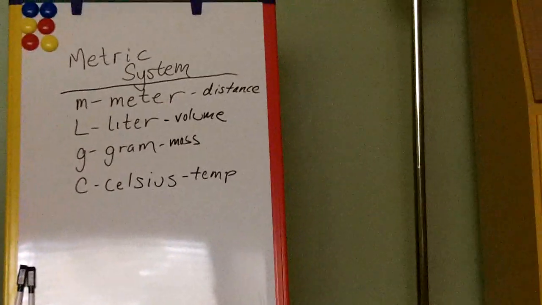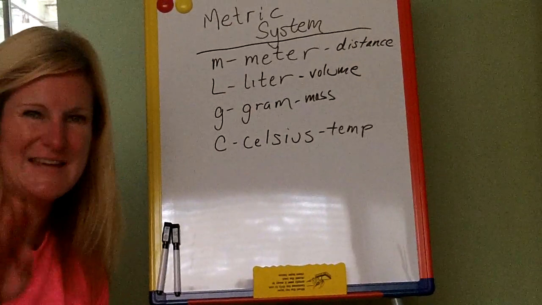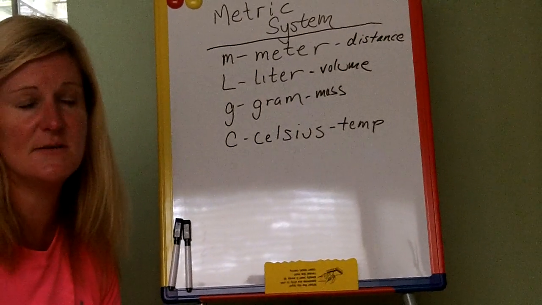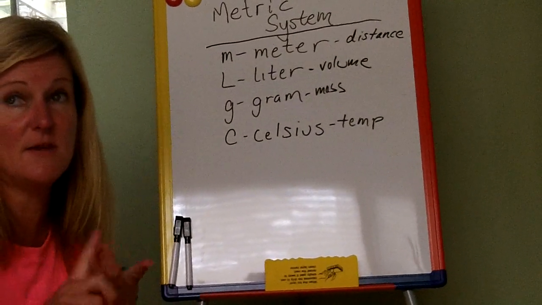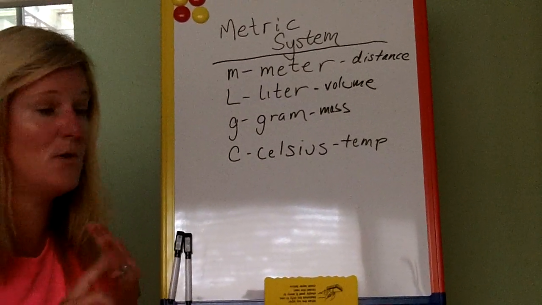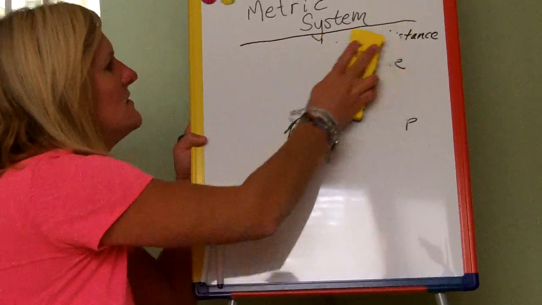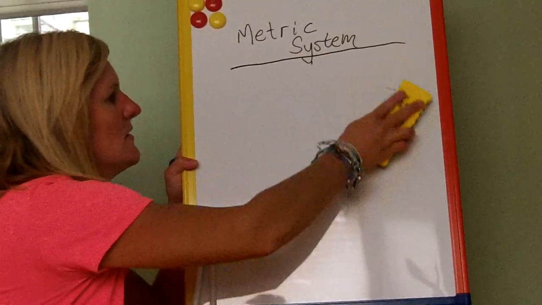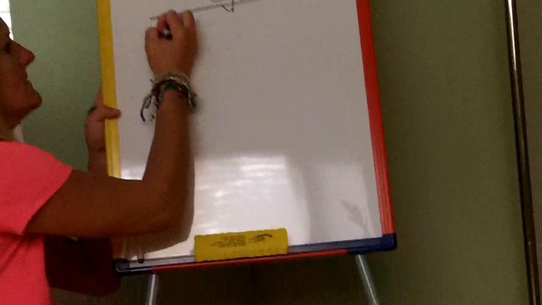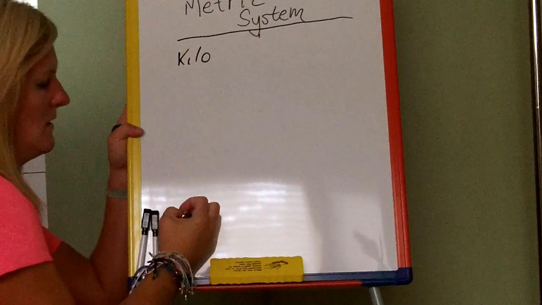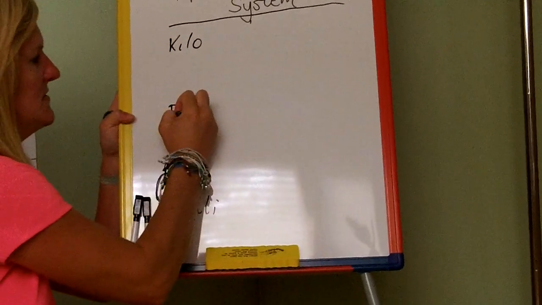We don't use Fahrenheit, we use Celsius. So these are kind of the 4 basics of the metric system that help us think about if we're measuring the distance of something, the volume, the mass of something, or the temperature. Okay? So looking at your sheet in front of you or on your screen, you will notice that we have prefixes.